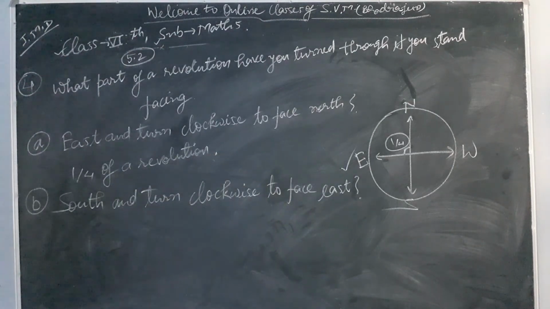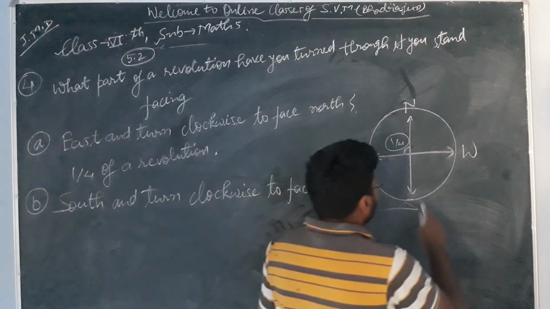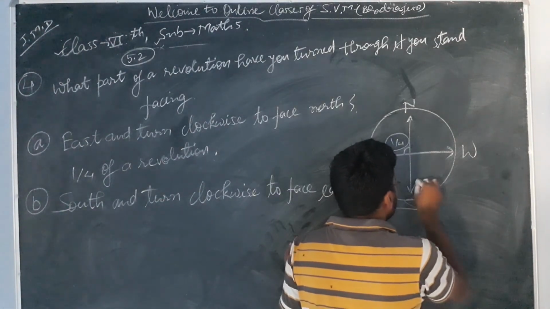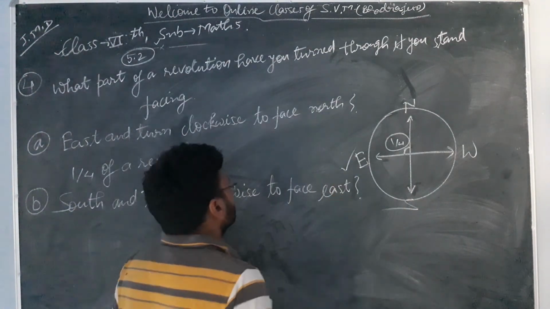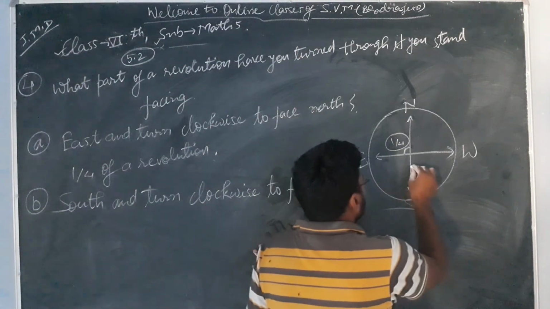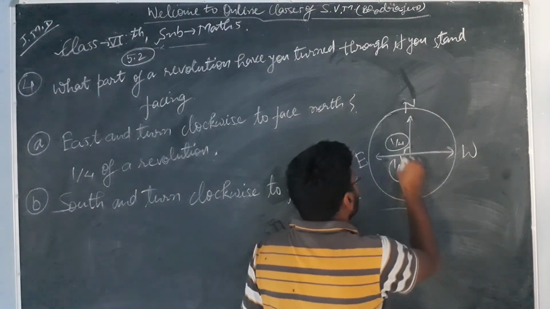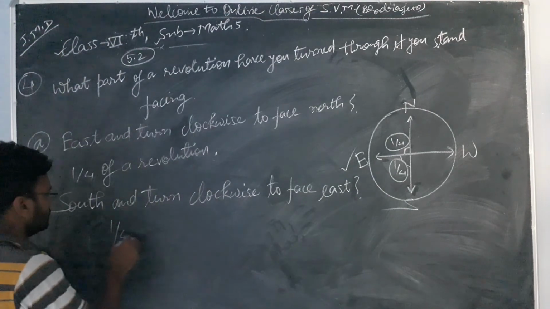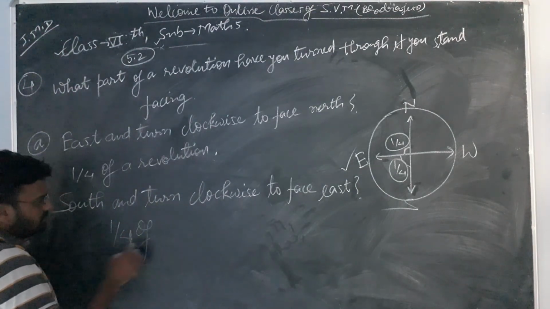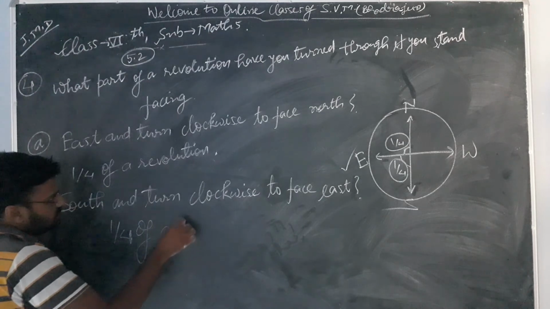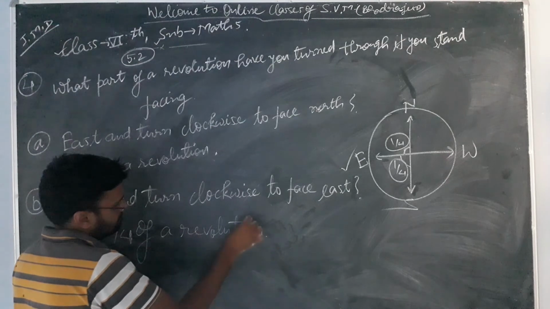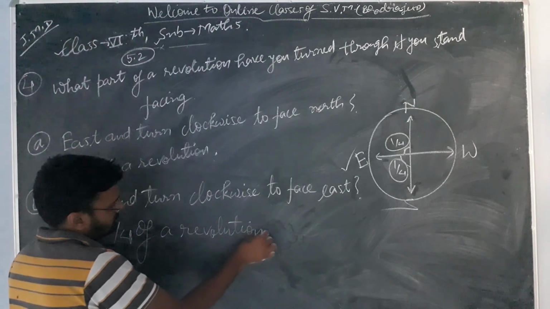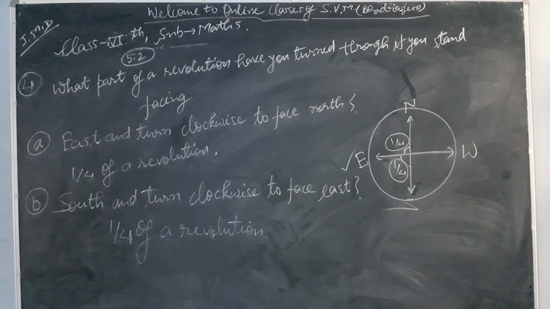Direction is south and turn clockwise to face east. We are standing in this direction, which is south, and turned clockwise, in the direction of the clock, to face east. This is our east. Again we have moved only by 1/4. So 1/4 of a revolution is our answer.